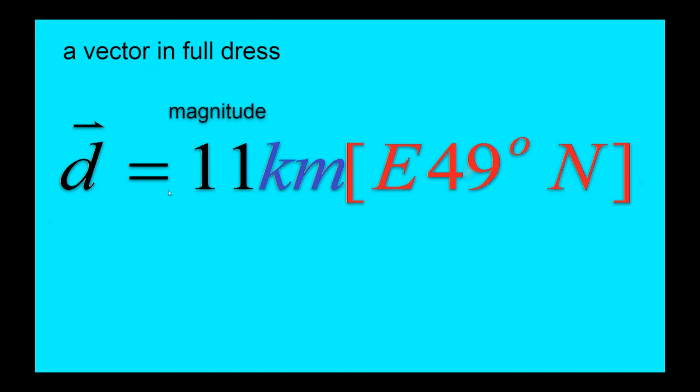This is called the magnitude of the vector. These are the units of the vector. And that's the vector's direction.